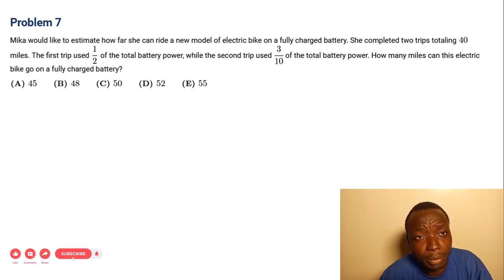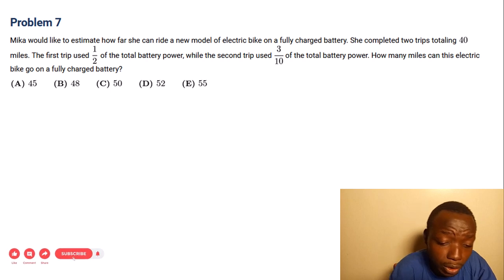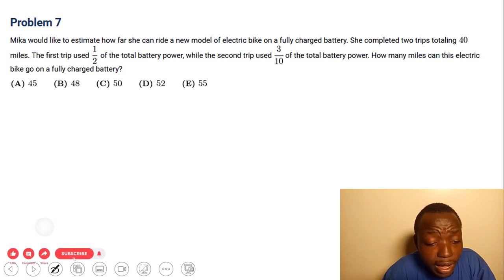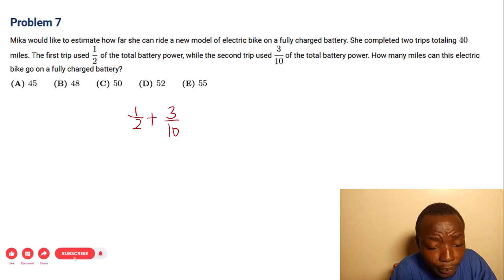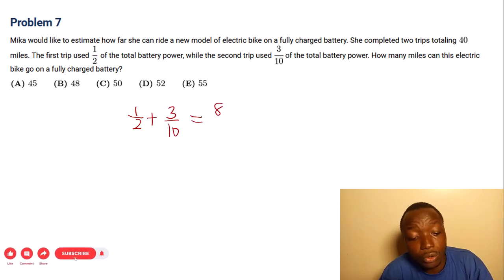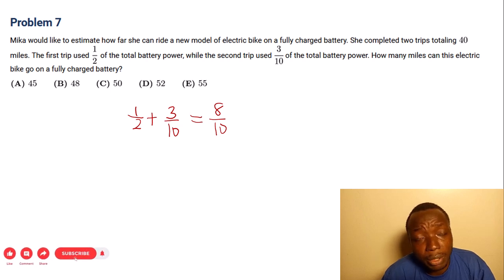So let's find the total battery power that was consumed for this trip that accumulated to 40 miles. To solve that, we're just going to say half plus 3 over 10, which will give us 8 over 10. Okay, so this is the total battery power that was consumed for 40 miles.